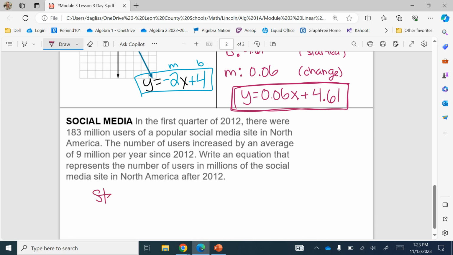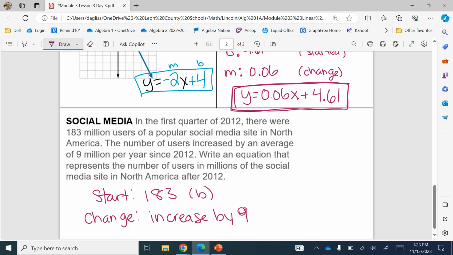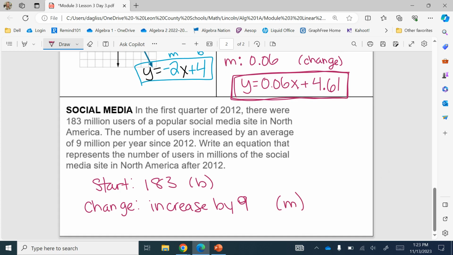Okay, so we started with 183 million users, right? Will that be the b value, the y, the m, the x? This is going to be our b value. Good. Now, how did it change? Increase by 9 million. Is that going to be my y, my m, or my x? That is my m. Good. And I heard someone say, is it going to be positive or negative? It will be positive because we're increasing.